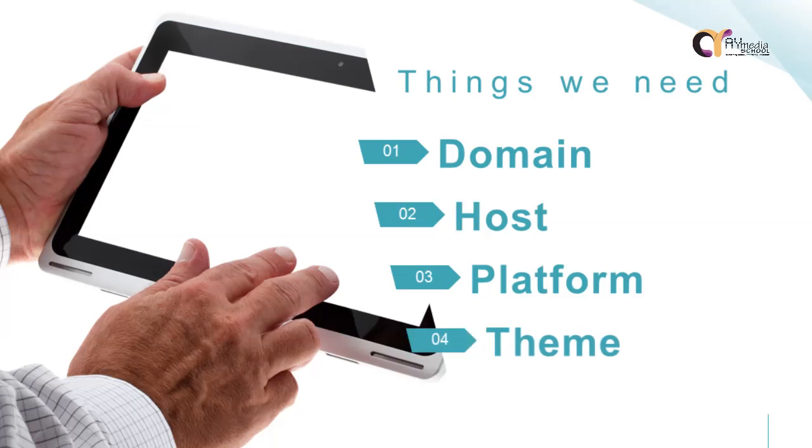In this video, I'll be taking us through the basic things we need to have in order to get our professional website on the internet. Quickly, let's go through these four things. We need a domain name, we need a host, we need a platform, and we need a team. I'll be explaining all these things subsequently in this video.